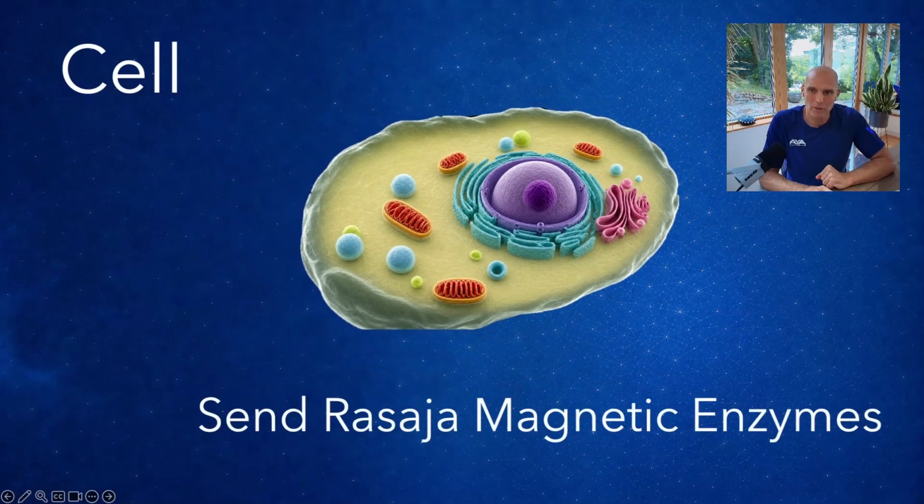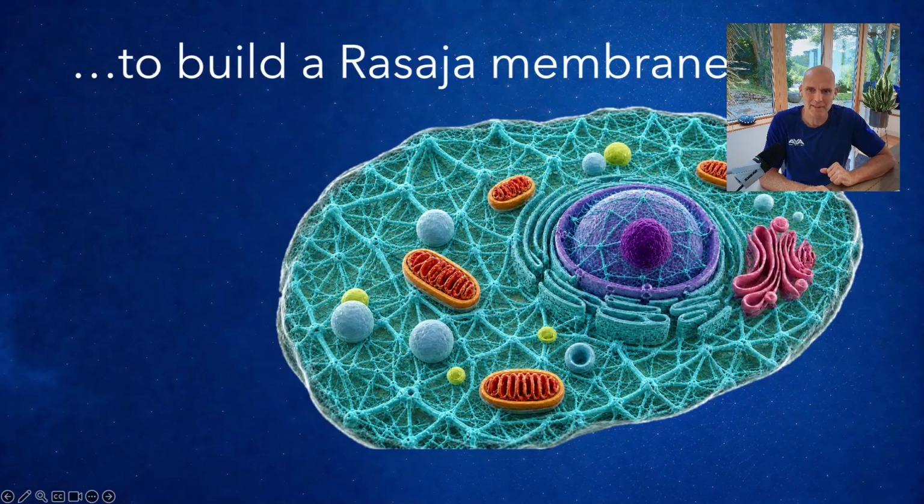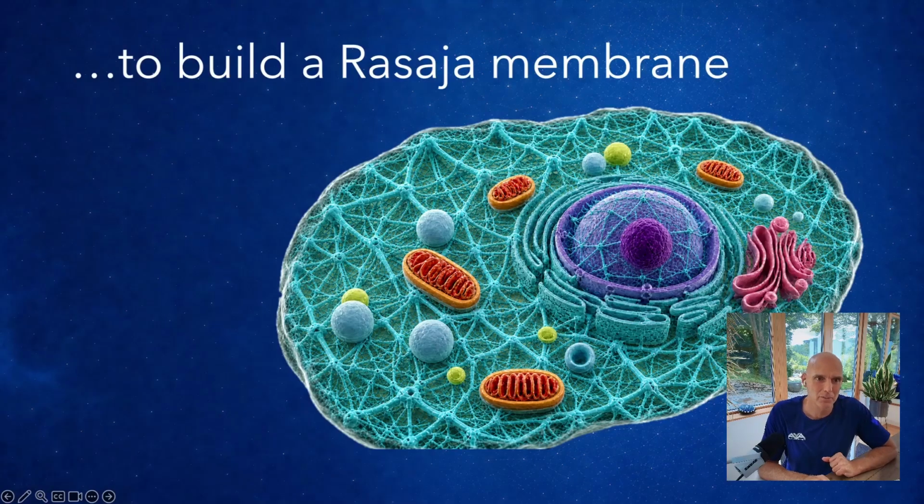So we get the Mayer organ to send what we call Rasaja magnetic enzymes. It's a type of magnetic enzyme that does not occur naturally in the body. The magnetic enzymes we've talked about so far are all naturally occurring. This one is not. It's made by the Mayer organ specifically for this. So we instruct the Mayer organ to send Rasaja magnetic enzymes to the cell, and what it does is it builds what we call a Rasaja membrane.